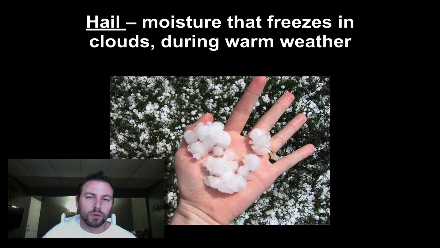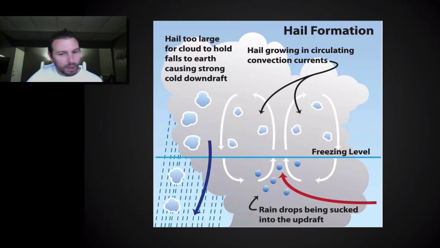Hail is a great story. Hail is moisture that freezes in the clouds during warm weather. These are associated with tornadoes, occasionally with late summer thunderstorms. We also see hail, but it's pretty cool how they form, and the next picture is something pretty important. And here's that picture. I would definitely copy this picture down in your notes. I'm going to go through it, and it'll probably come up in class also.